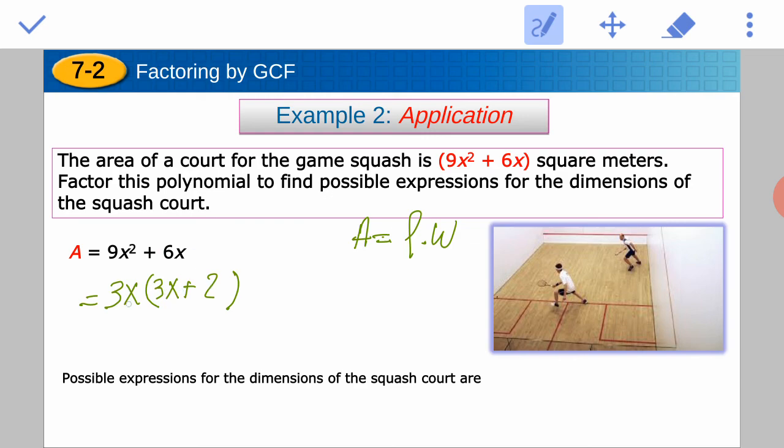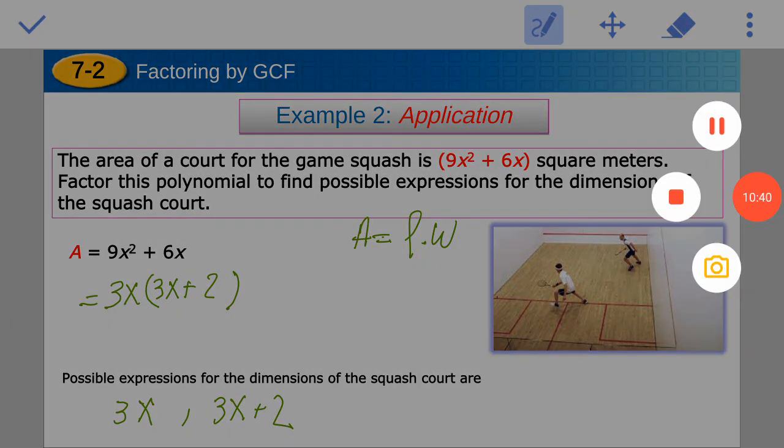So guys, one of these dimensions is length, the other one is width. So possible expressions for the dimensions of the squash court are, one dimension is 3x and the other dimension is a binomial. It's 3x plus 2. Which one is length, which one is width? I don't care. Any one of them can be the length, any one of them can be the width.